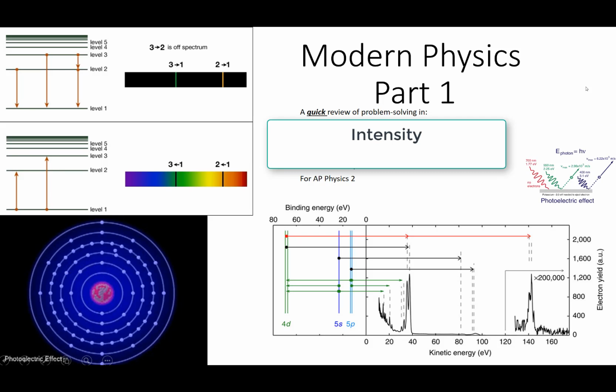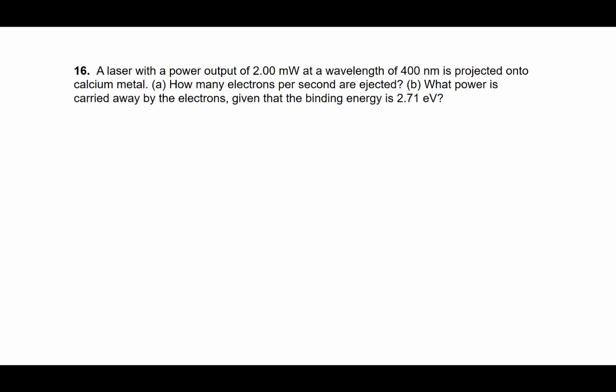This is a brief review of Modern Physics Part 1, and in this video I'm just really looking at a quick review of problem solving and the intensity of photons and electrons being produced from the photoelectric effect. The problem we're looking at is a laser with a power output of 2 milliwatts at a wavelength of 400 nanometers, and it's projecting onto calcium metal.